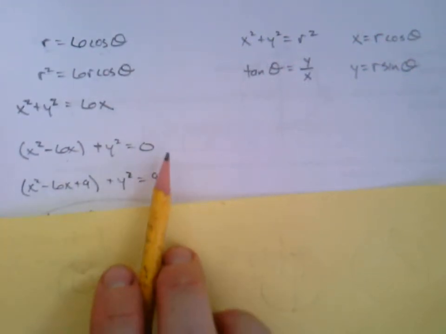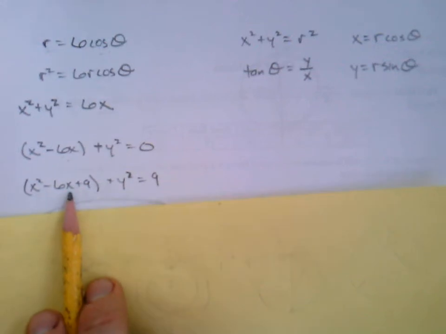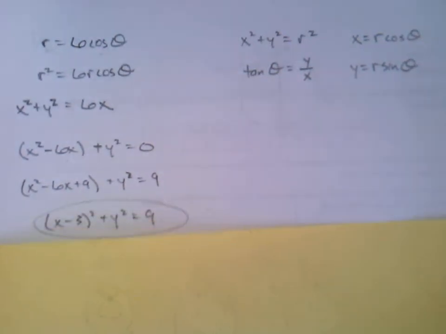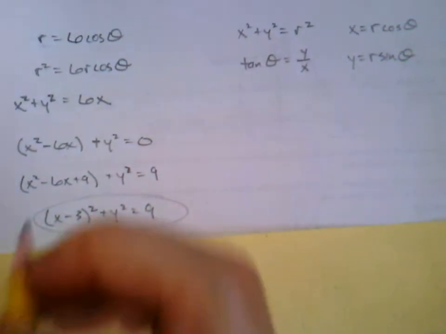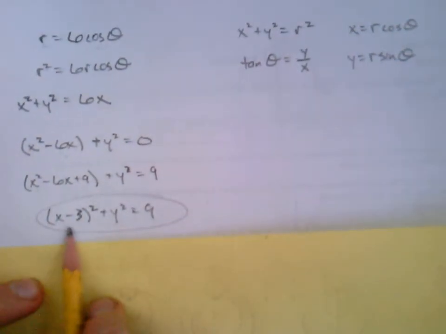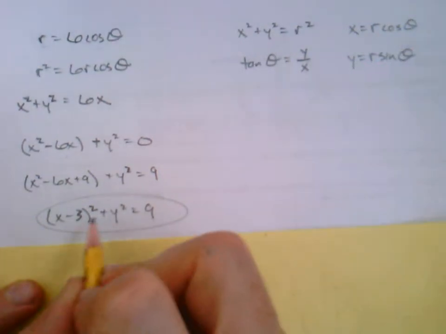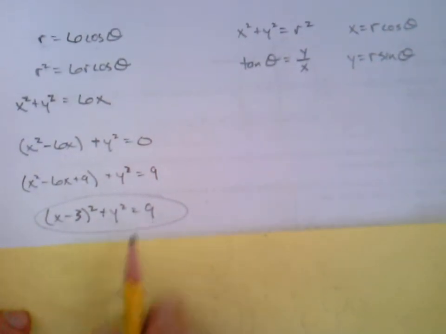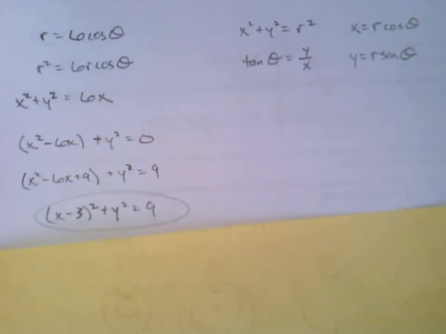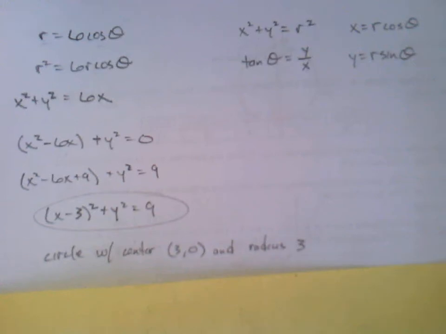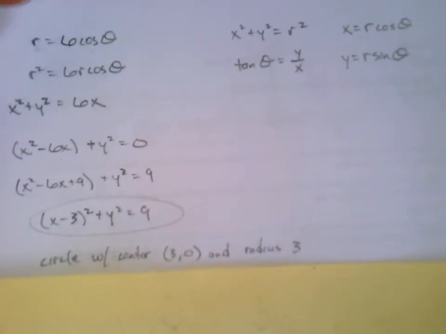If I add 9, I should add it to the other side to keep it all balanced, and then I will factor this, and here's going to be a recognizable form. That's my circle. x minus 3 quantity squared plus y squared equals 9. That has a radius of 3, and it's centered at 3, 0. We got it. Oh, yeah, circle with center 3, 0 and radius 3. Awesome.